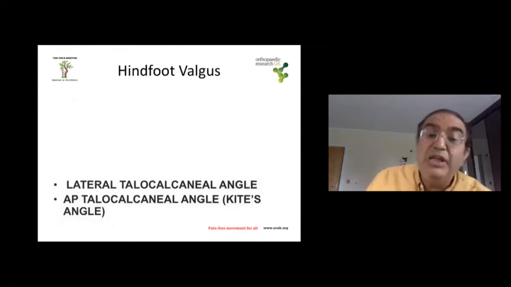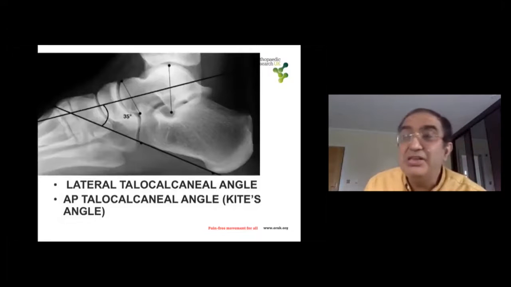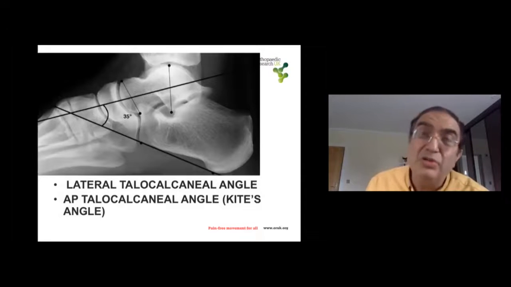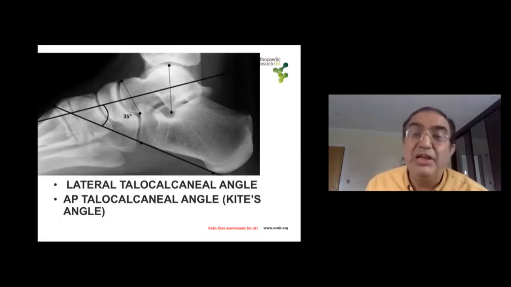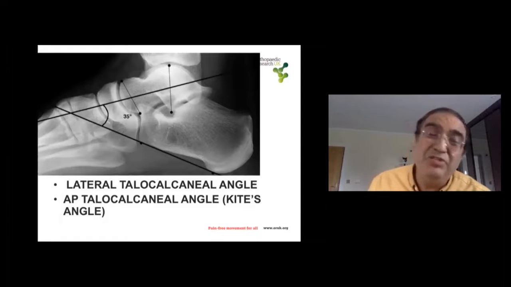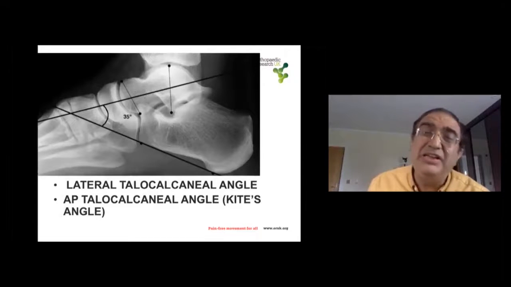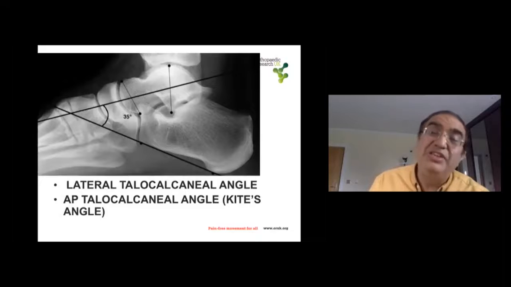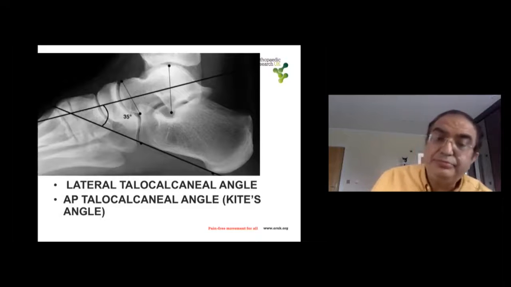Then if you look at the hindfoot valgus, it is by the talocalcaneal angle. You know, Kite, he is the one who described the talocalcaneal angle in the AP view. But you know, it's very difficult to demonstrate talus and calcaneum in AP view. So it's better to measure it in the lateral view. And so again, normally it's between 25 and 45. If the talocalcaneal angle is increased, then it's a valgus foot. And if it's decreased, it's a varus foot.